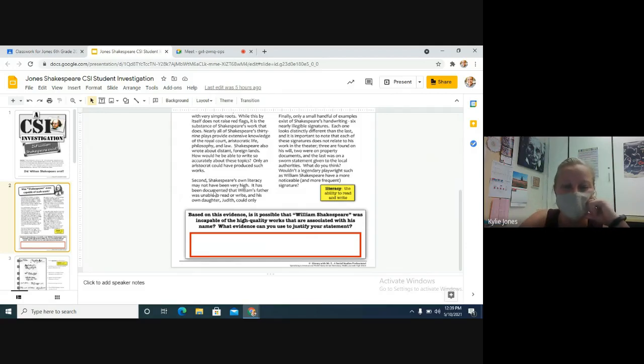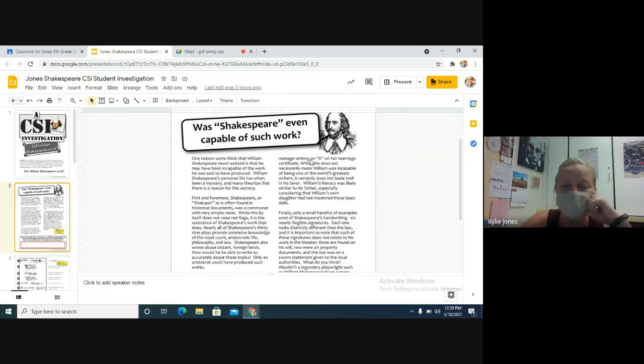It has been documented that William's father was unable to read or write, and his own daughter Judith could only manage writing an X on her marriage certificate. While this does not necessarily mean that William was incapable of being one of the world's greatest writers, it certainly does not bode well in his favor. William's literacy was likely similar to his father's, especially considering that William's own daughter had not mastered these basic skills.